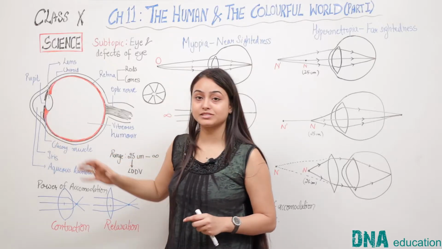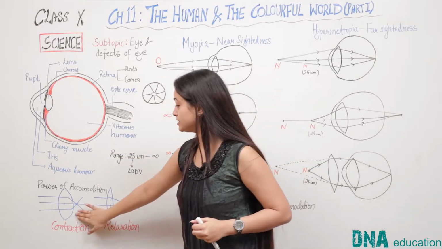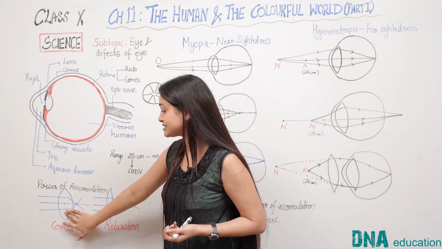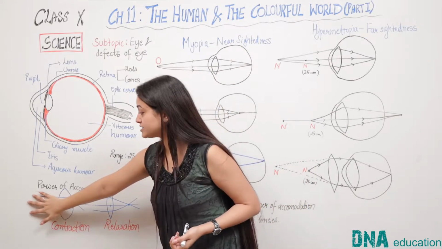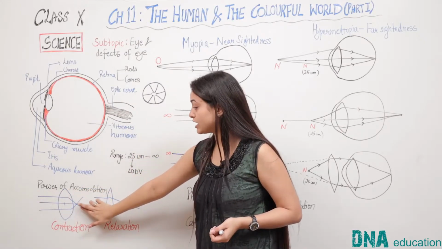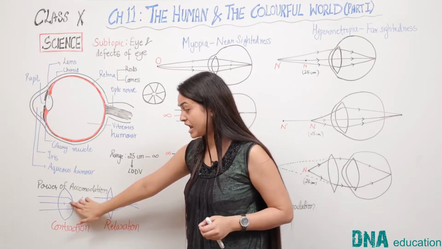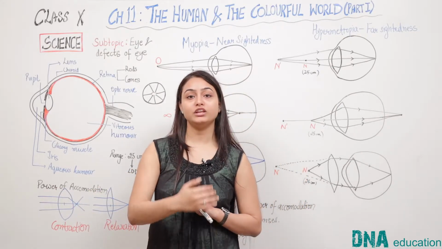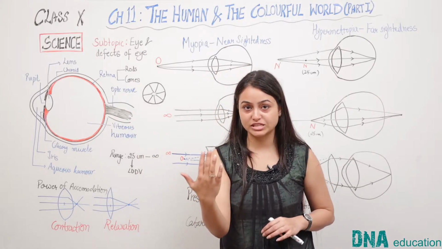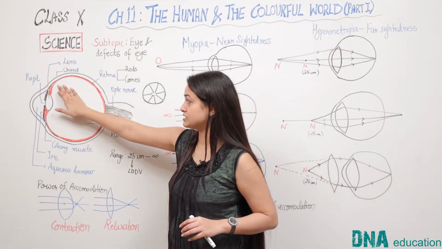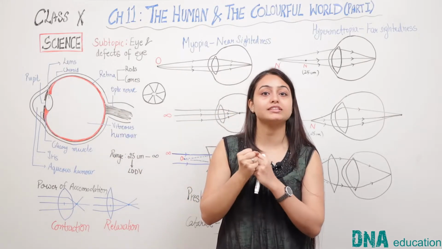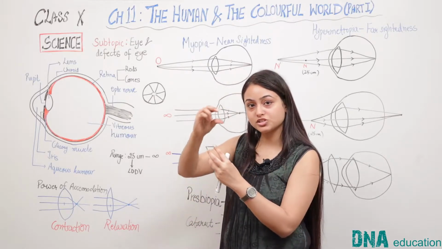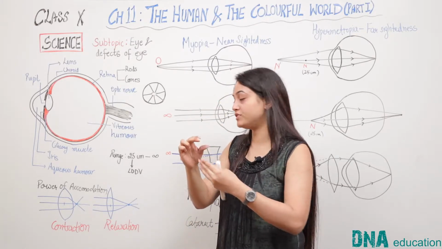When the ciliary muscles contract, the lens becomes thick, and because of the thickness, the light rays that fall on it are converged on a near point. That means the focal length of the lens is reduced. So whenever we need to see nearby objects clearly, the ciliary muscles contract and make the eye lens thick so that it decreases its focal length and the focus is shifted to the near point of the eye.